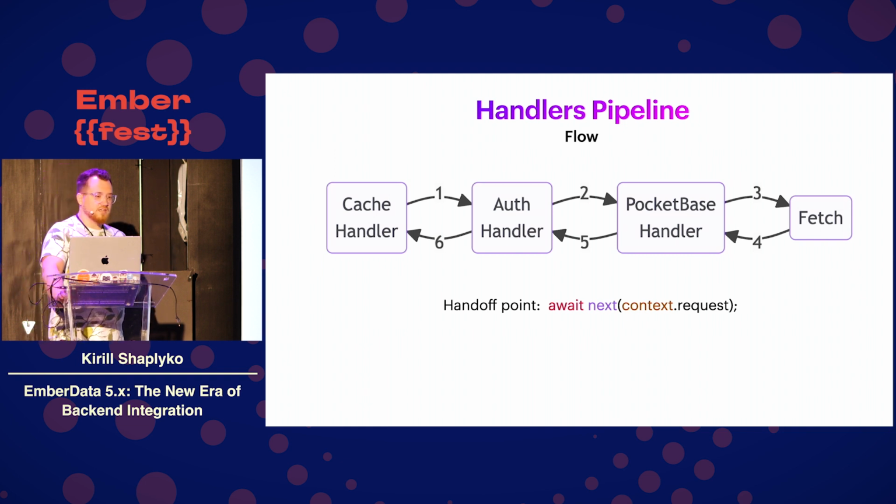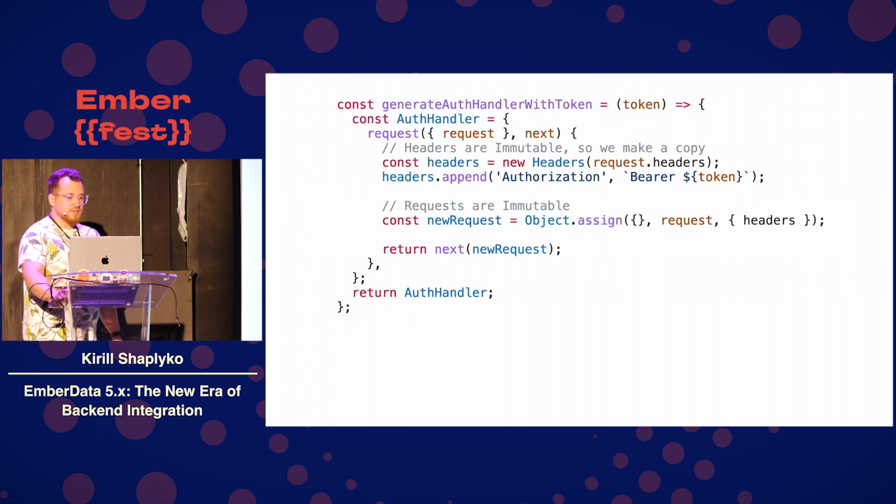Not every handler needs to await for the next, but if you await, then your execution will be brought back with the results of the handlers that defined next after your handler, and it will be set in the context. So let's look at the auth handler.